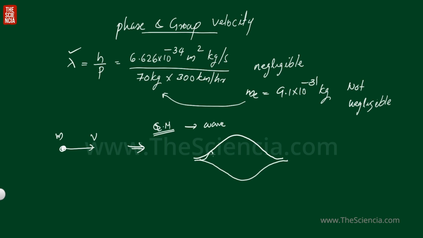A wave packet consists of a large number of waves of slightly different wavelength, like this, and the envelope of all the waves having slightly different wavelength is called a wave packet. So this is the wave packet, and it consists of different waves of slightly different wavelength.